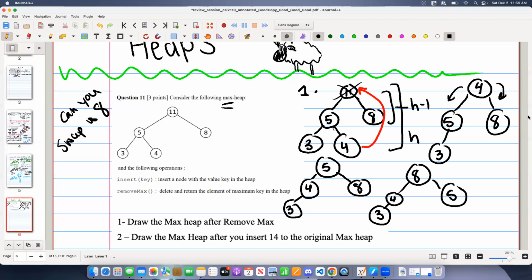And a fun way to test your learning is you take a big heap and you just keep removing the max until you're left with one node, right? That's how you truly understand, okay, I know how to do this.